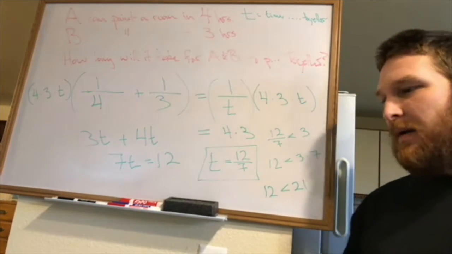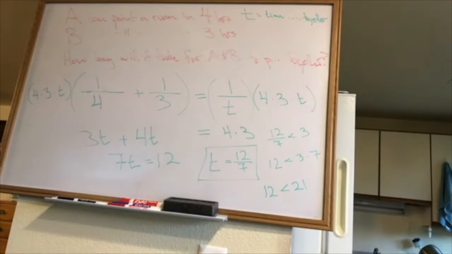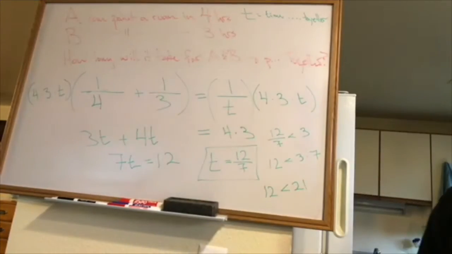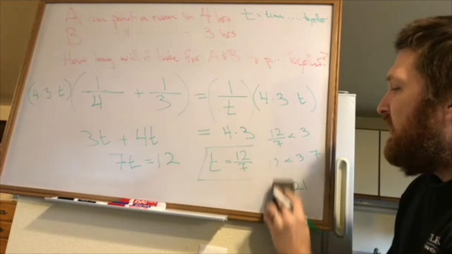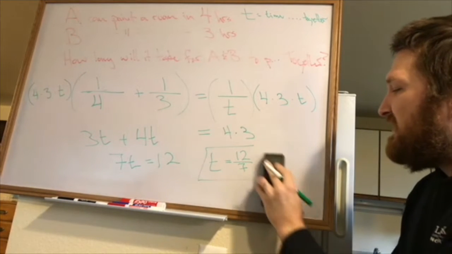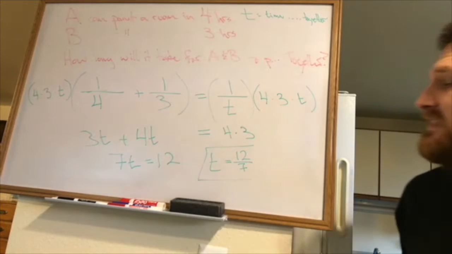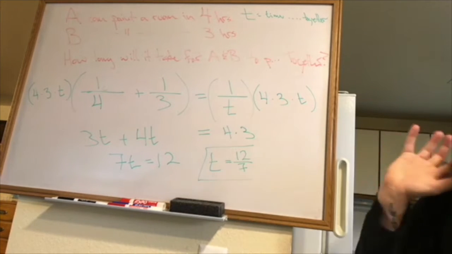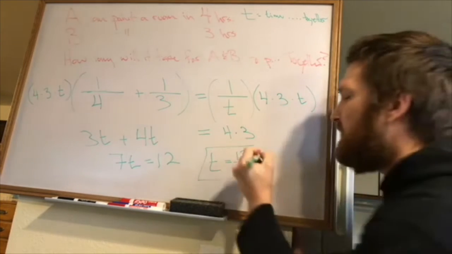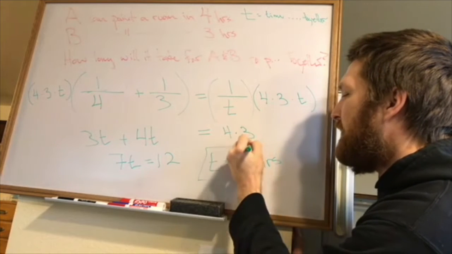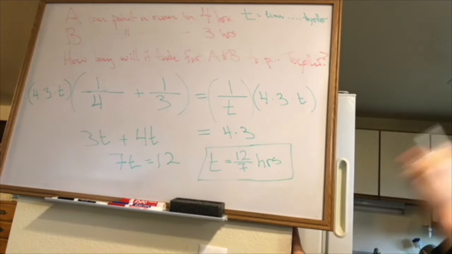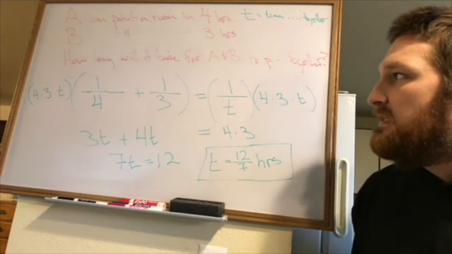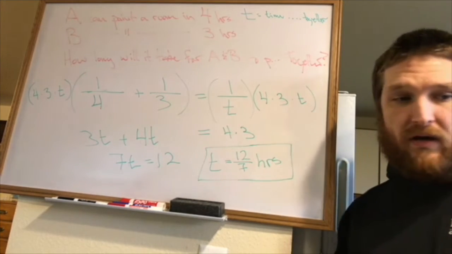What I am going to care about for this whole section is that you write the units. What is this? This isn't 12 sevenths of a jelly bean. This is what? Hours. That is how many hours it takes them to do the job together. Does that make sense? Yeah. Okay, let's move on.